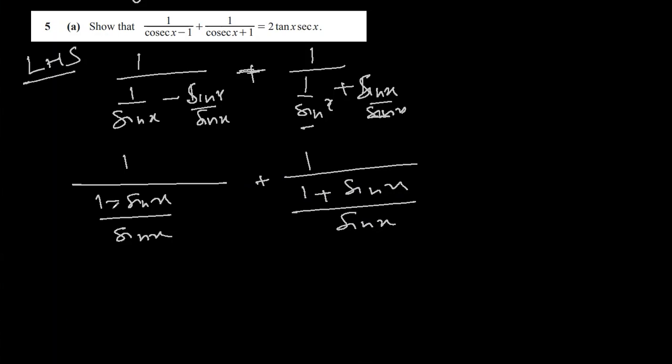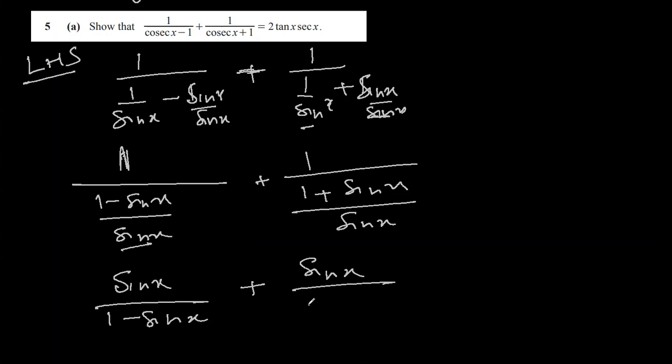A fraction inside a fraction is a little odd. So we know 1 over means reciprocal. Reciprocate this one. If I reciprocate the denominator, I will be left with sin x over 1 minus sin x. Basically, the denominator of the denominator becomes the numerator. So sin x over 1 plus sin x.